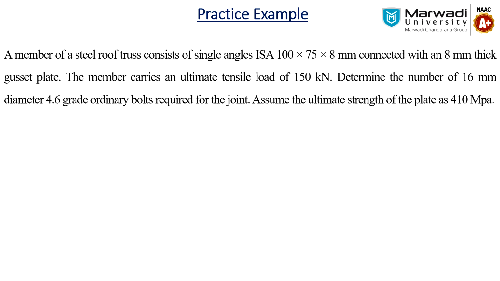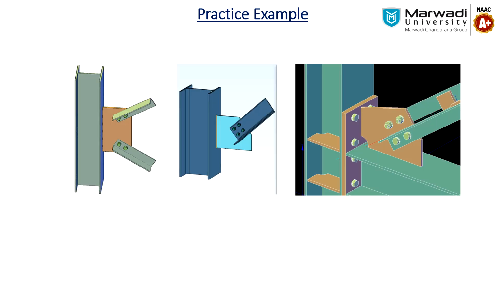Here the single angle is connected with the 8 mm gusset plate and it will carry the 150 kN tensile load, and we have to design the bolted connection. So based on the basic data, first we will understand how it is going to connect. These are typical pictures in which you can imagine the connection. The angle is connected with a different gusset plate in all three pictures, and we have to design the bolt as well as the spacing between them, which is called the pitch and end distance.